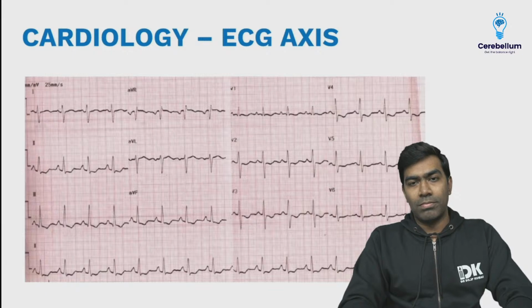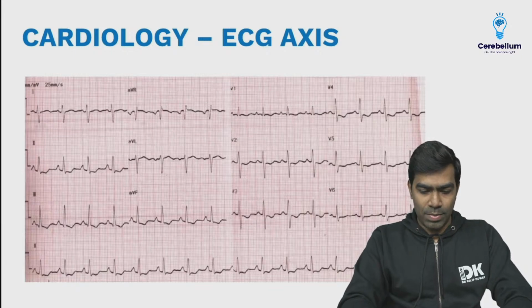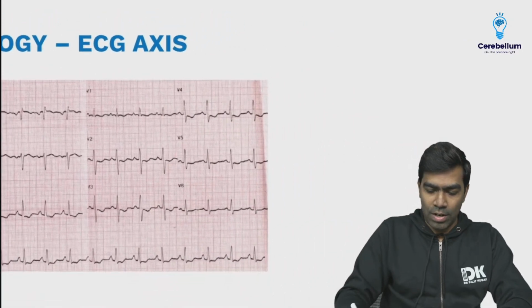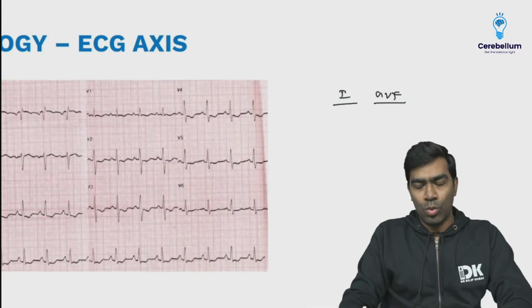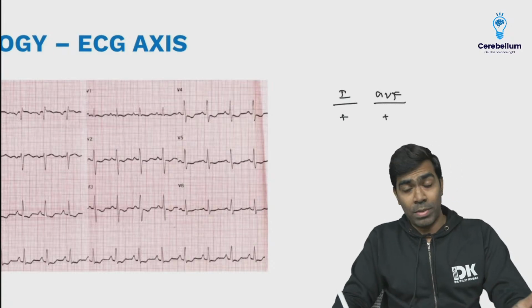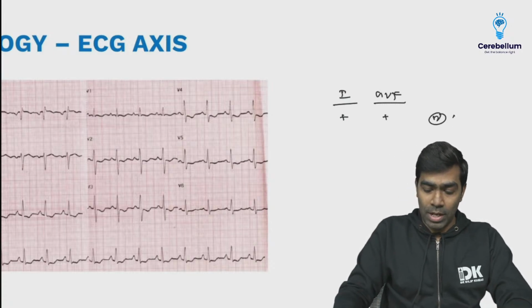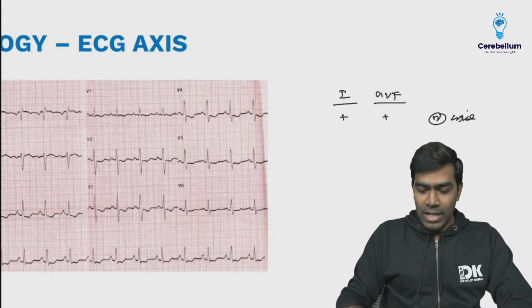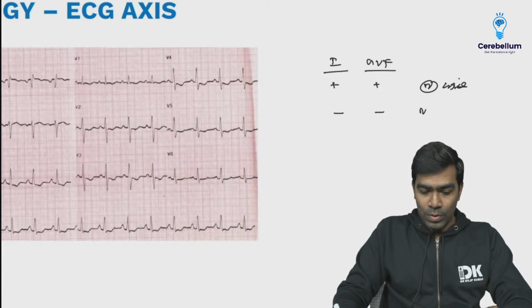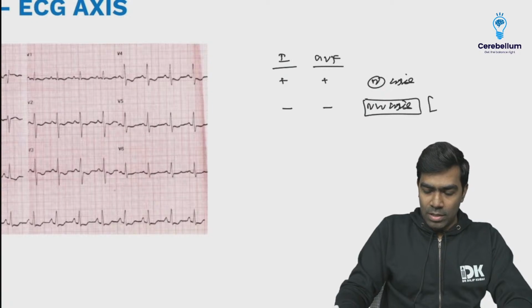Okay, so let me tell you what is the cardiac axis in this patient. This is actually right axis deviation. But first of all, you need to know how to find out the cardiac axis. You have to look at leads 1 and AVF. If lead 1 is showing predominantly positive deflection and lead AVF is also showing predominantly positive deflection, you're going to call it a normal axis. If lead 1 is negative and lead AVF is also negative, it's very likely to be a northwest axis, or otherwise you can also call it an extreme axis deviation.